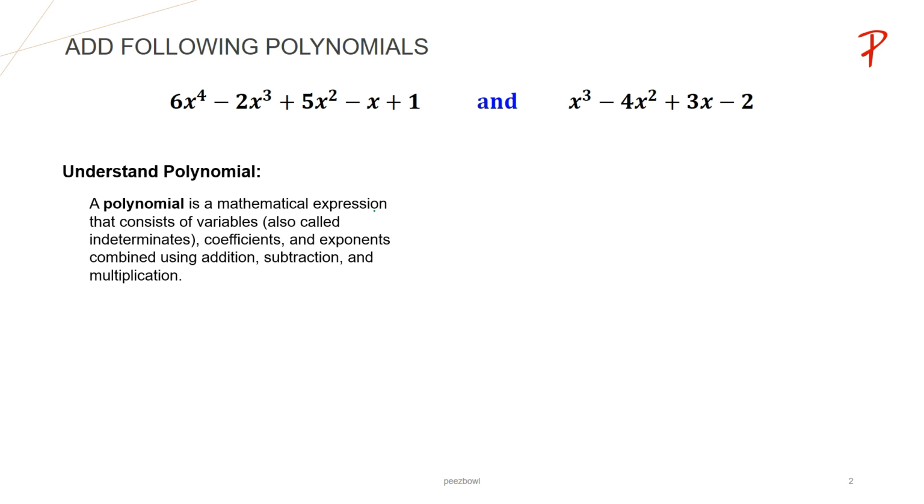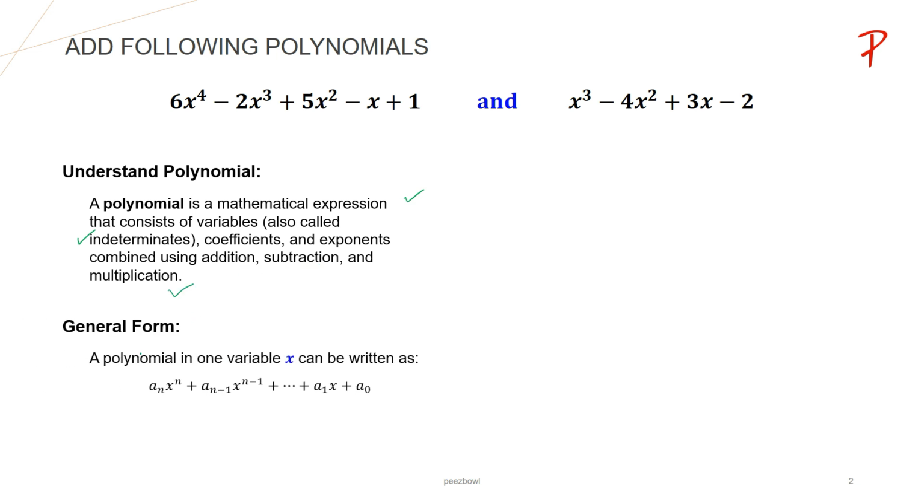A polynomial is a mathematical expression that consists of variables, which are also called indeterminates, right? Then coefficients and exponents, and all these are combined together using addition, subtraction and multiplication. Okay, this is the general form of any polynomial where x is the variable.